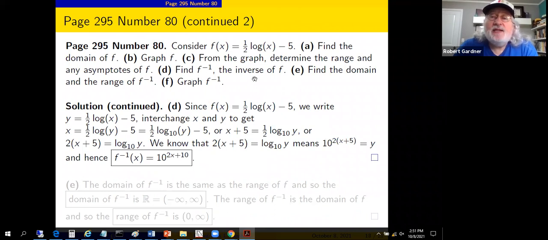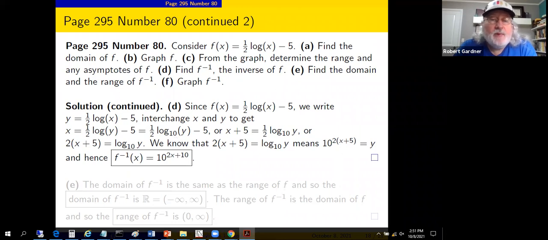Part D, find the inverse function. Okay, we'll use our inverse function finding technique. We'll replace f of x with y, write it like this, interchange x and y, as you would do with an inverse function, to convert this equation to this equation. x equals 1/2 common log y minus 5. If you like, 1/2 log base 10 y. So I want to deal with this in terms of exponential, converting it to an exponential function, exponential base 10.